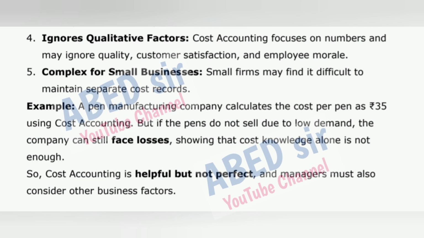Example: a pen manufacturing company calculates the cost per pen as 35 rupees using cost accounting. But if the pens do not sell due to low demand, the company can still face losses, showing that cost knowledge alone is not enough. So, cost accounting is helpful but not perfect, and managers must also consider other business factors.